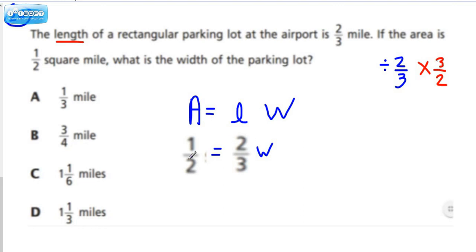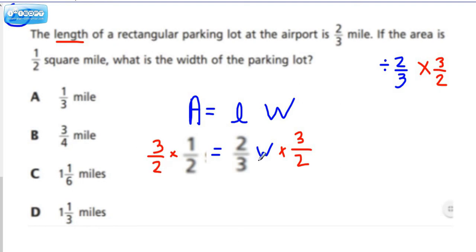Now, because we have fractions in this equation, this is the preferred formatting method. We're going to show both sides being multiplied by the reciprocal of the coefficient, which is 2/3. So we're going to put it on the left and we're going to put it on the right of the equation.